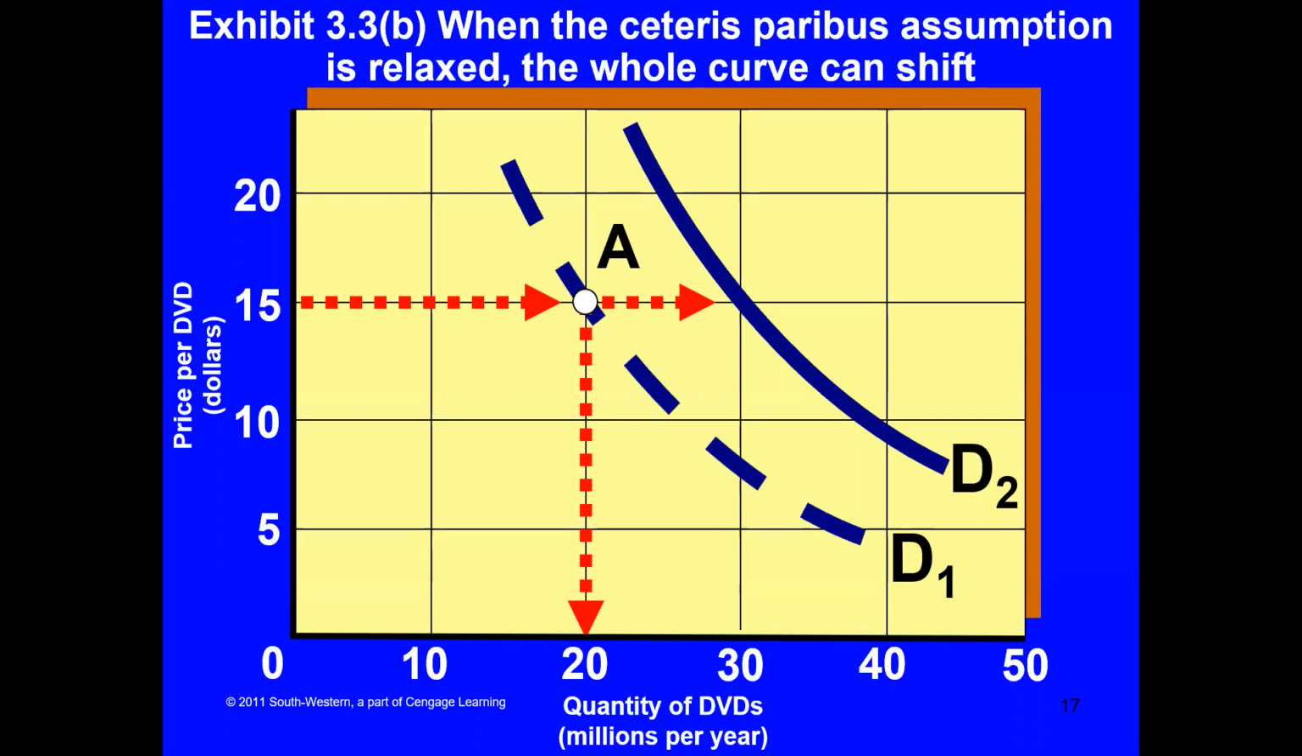It's not price that caused this shift. It was not DVDs going on sale. Otherwise, we would have gone from point A. Do you remember on one of the previous slides? We would have gone from dot to dot on the same D1 line.